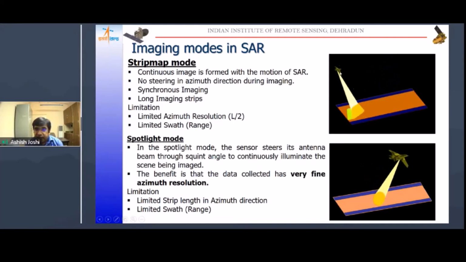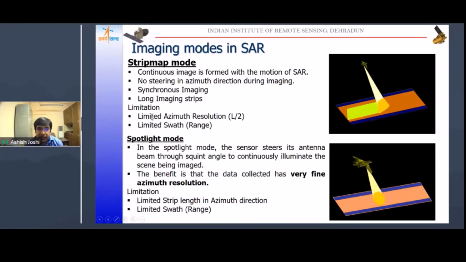It means it will have no steer. It will look as it is, parallel to the motion of the SAR. Okay, so this illumination is always towards the Earth surface. So no steering is there in the strip mode SAR. It is synchronous imaging, and it forms long imaging strips. So if we want a long imaging strip, then we use the strip mode SAR.